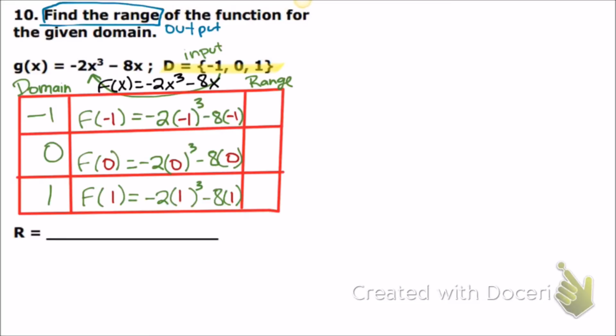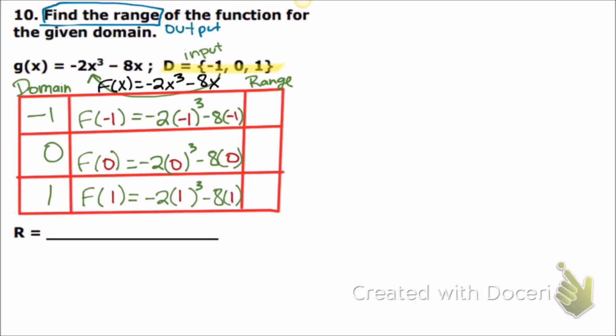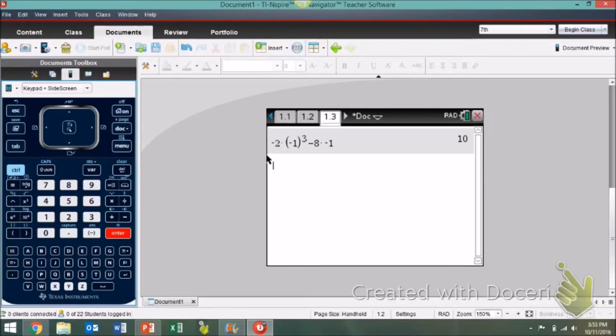Now we're ready to plug it in our calculator. Here we have our first one, and we get 10. So let's write down number 10. Now the second one is going to be negative 2. Remember to type it in exactly as it shows. The only difference is the number inside of the parentheses.